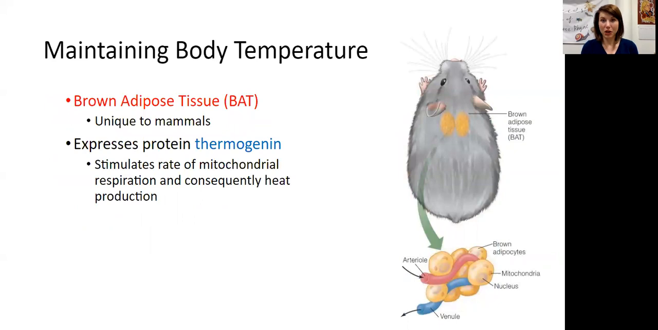Now, mammals are unique in one of their adaptations. They have what's called brown adipose tissue. So this is a special kind of fat that only our mammals have. Our other vertebrates have white adipose tissue, but biochemically it's a little bit different. Our brown adipose tissue has this unique protein in it called thermogenin, and this basically increases the rate of cellular respiration that has heat as a byproduct. So that's a really cool extra adaptation for our mammals.